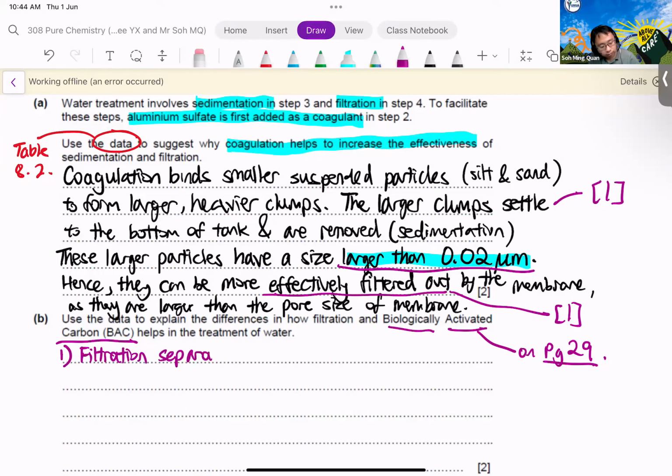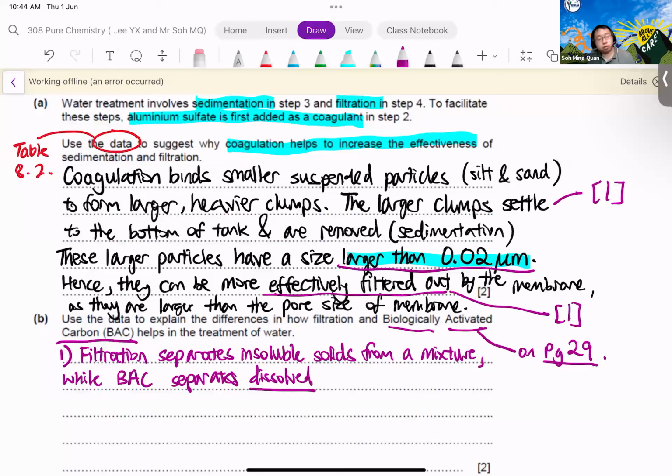The first difference is filtration separates insoluble, or you can say larger insoluble solids, from a mixture, while the BAC separates dissolved. Dissolved means soluble, organic compounds. So that's the first important difference already.